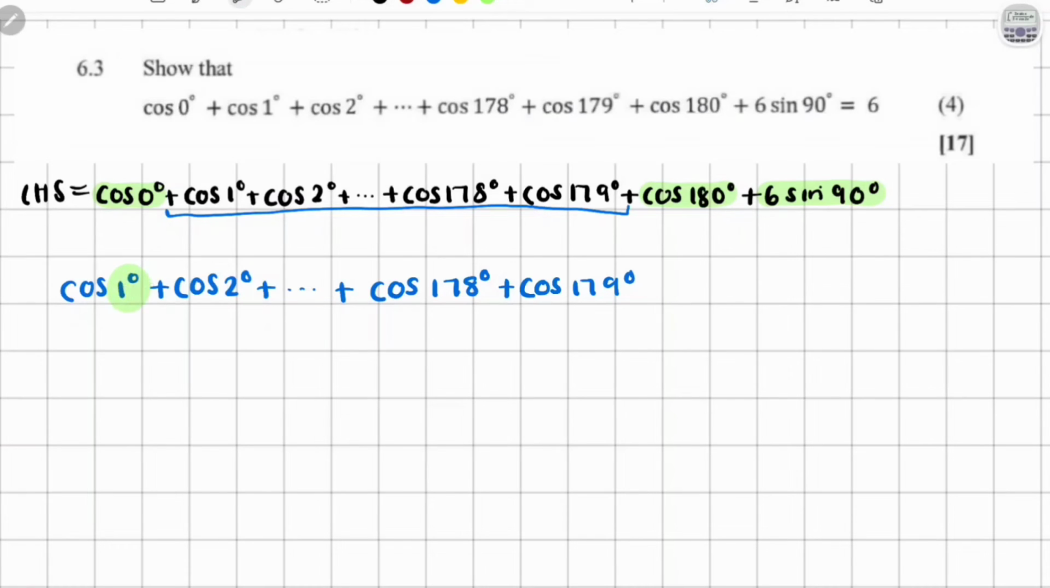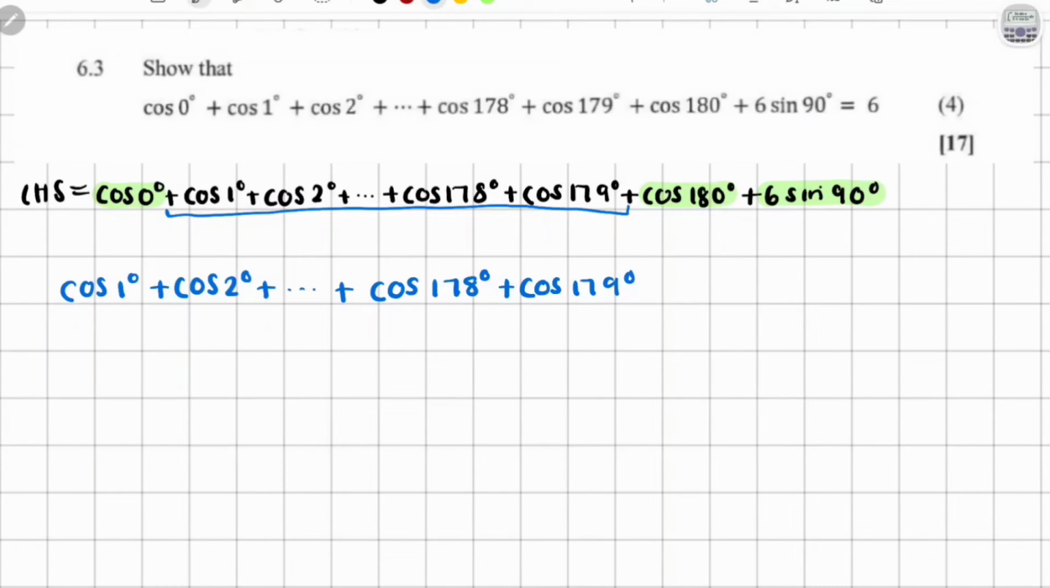If you add them up together, like 1 degree and 179, they give you 180. If you add 2 degrees and 178, they also give you 180. Okay, so what we can do here is let us rewrite cos of 1 degree in a way that we can actually work with, where it can actually cancel out with the numbers over here.